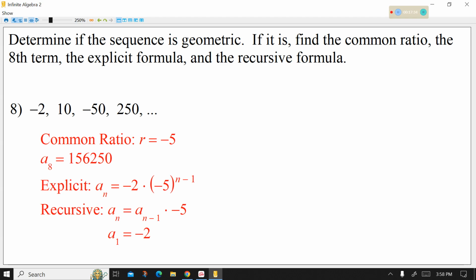And there we go, okay? Just understand that the formula is going to look a little different here, but the main thing you guys should focus on is getting the right answer for the 8th term. If you got that, you probably did everything else correctly. Good luck.